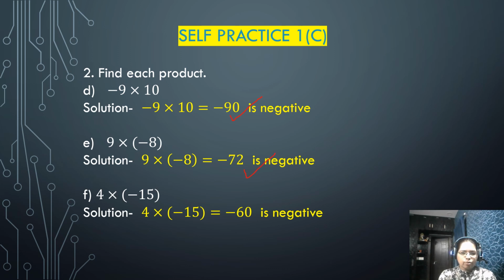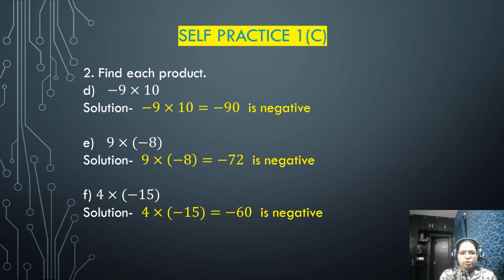F. 4 multiplied by minus 15. Here 4 is a positive integer and minus 15 is a negative integer. So 4 multiplied by minus 15 we get minus 60, and minus 60 is a negative integer.